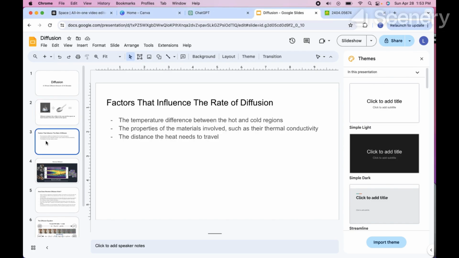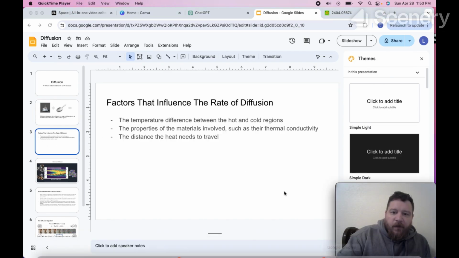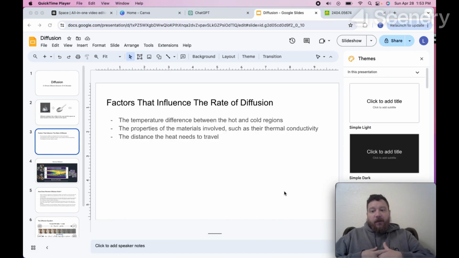And that's just a normal part of thermodynamics. Within that, in physics, there are factors that will influence the rate of diffusion. That's the temperature, the properties of the materials, so what exactly it's made out of, and the distance that the heat has to travel. Those are the three main elements that you can play around with when it comes to this distribution, right?